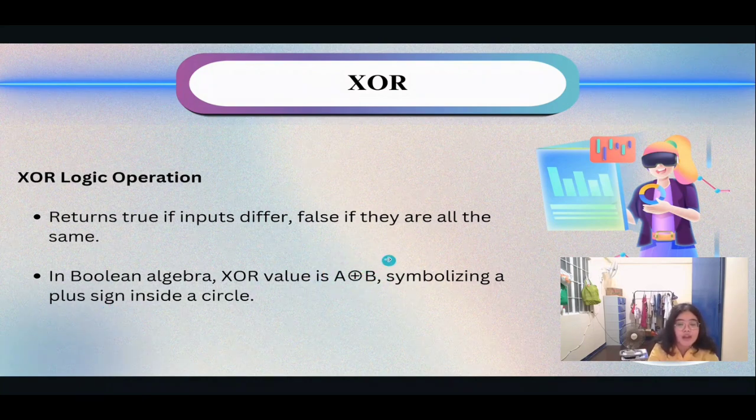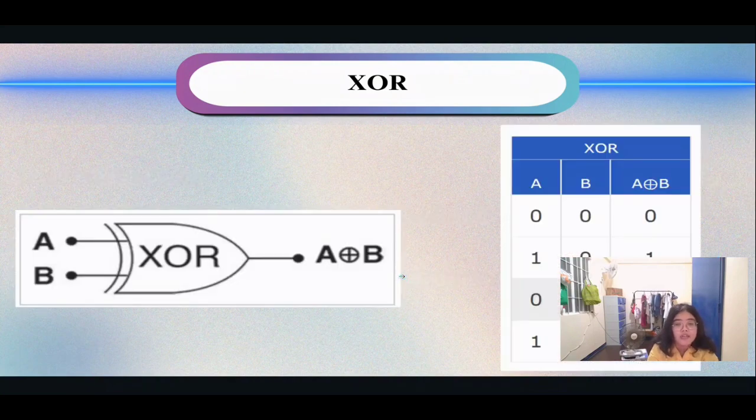The next one is the XOR logic operation. It returns true if the inputs are different, and false if they are the same. In Boolean algebra it is written like this, with a plus sign inside a circle. Next, I will explain the table.